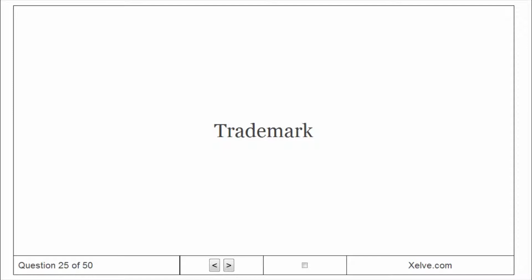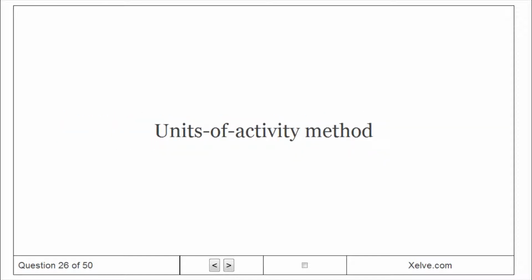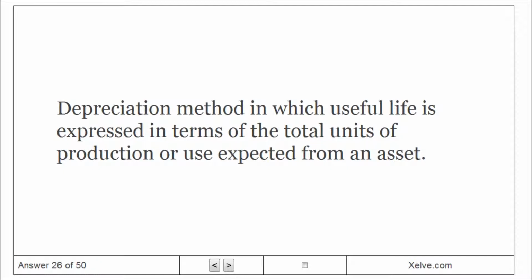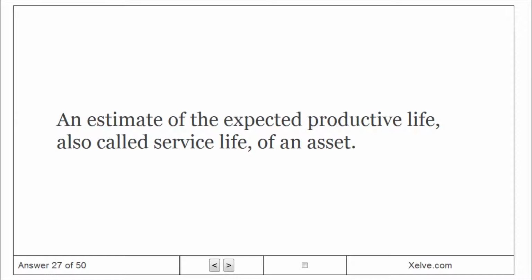Trademark. A word, phrase, jingle, or symbol that identifies a particular enterprise or product. Units of activity method. Depreciation method in which useful life is expressed in terms of the total units of production or use expected from an asset. Useful life. An estimate of the expected productive life, also called service life, of an asset.